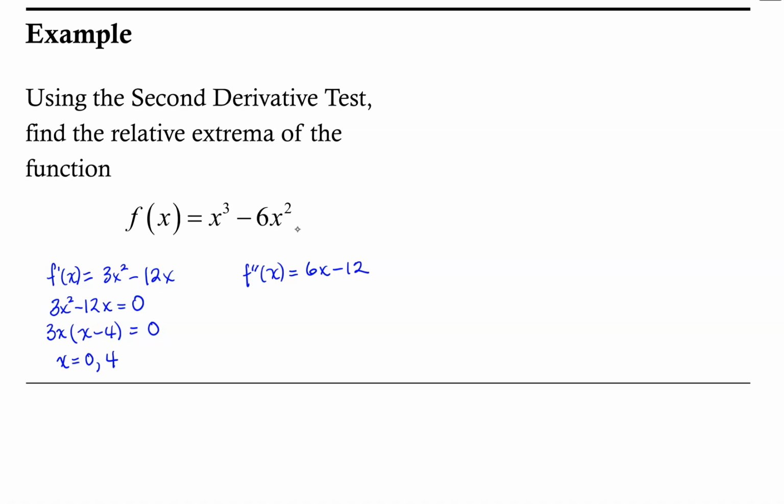Now, to use the second derivative test, we simply evaluate the second derivative at those points. So what is the second derivative at 0? It is 6 times 0 minus 12. We just need to know the sign, and this is a negative value. Because that's negative, we know that the function is concave down, which implies that there is a relative max.